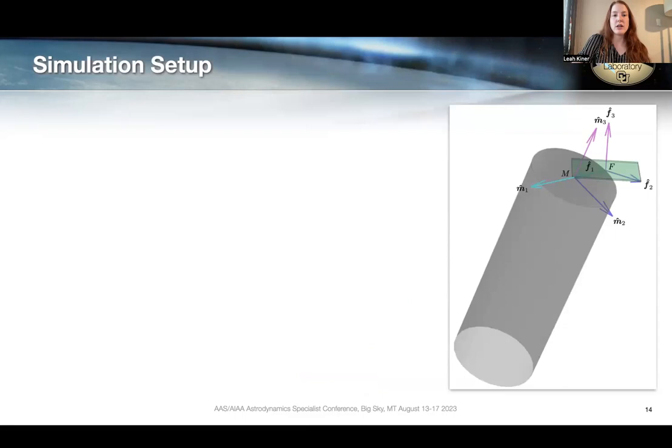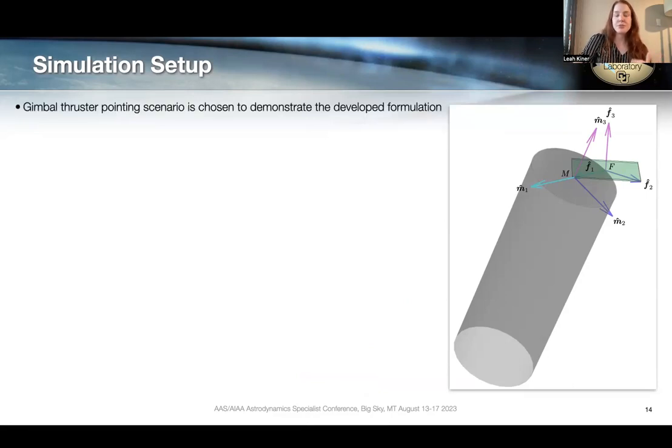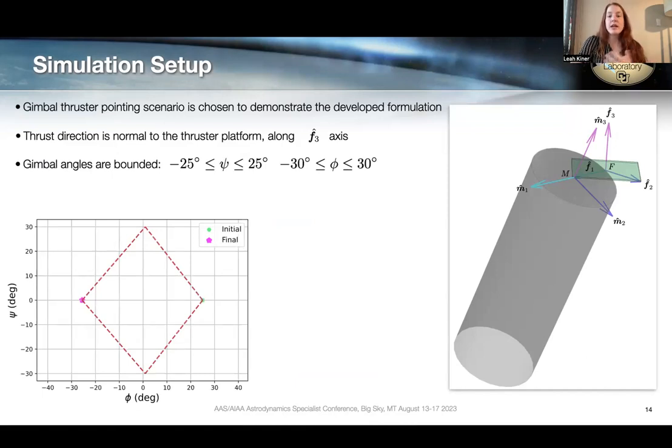So now that the profiler has been created, we simulated a gimbal thruster pointing scenario where the thrust direction along this F3 axis of the gimbal is commanded to actuate between 2 different attitudes. And another important thing to note here is that traditionally gimbal thrusters have a certain operational window where they can only actuate within a certain pointing range.